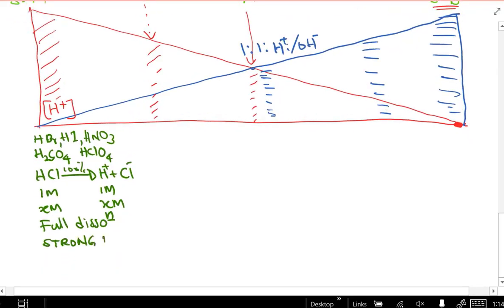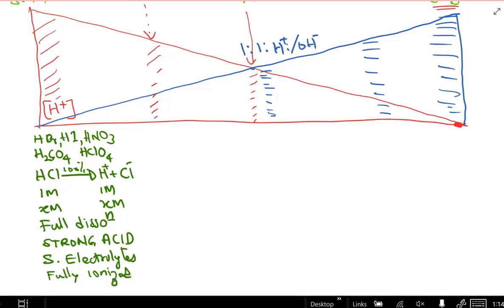So that's why they are called strong acids. And then also the moment it forms ions in the water, it becomes strong electrolytes. So strong acids, strong dissociation, strong electrolytes, and fully ionized. Okay, so those are the features of those strong acids. You just have to memorize them, right?